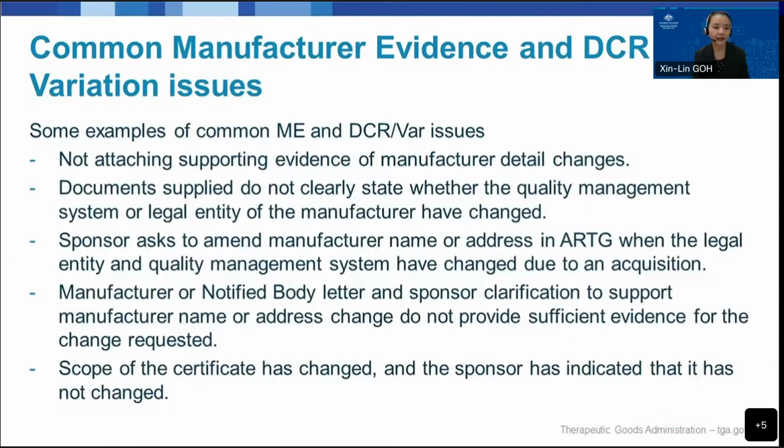I'll move on now to highlight some of the common issues that our assessors have identified with manufacturer evidence applications and also DCR or variation applications. So for manufacturer detail changes, it is really important that supporting evidence is provided to confirm that the legal manufacturer has not changed and that the QMS remains the same. So the documentation supplied has to clearly indicate this.